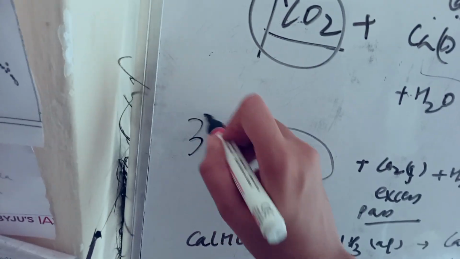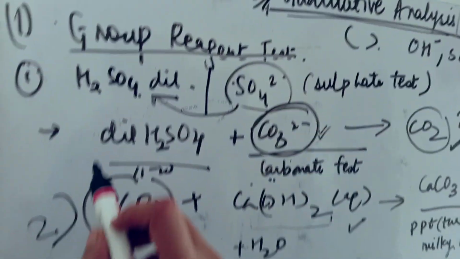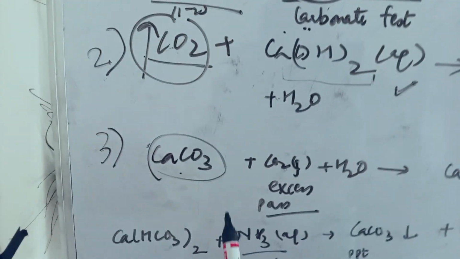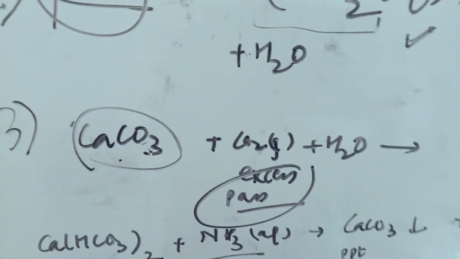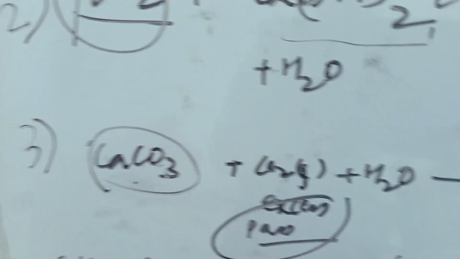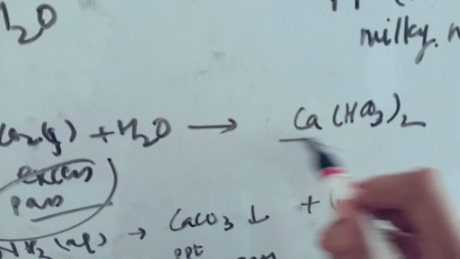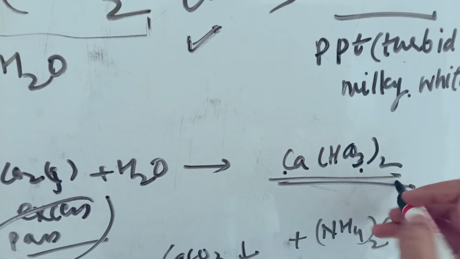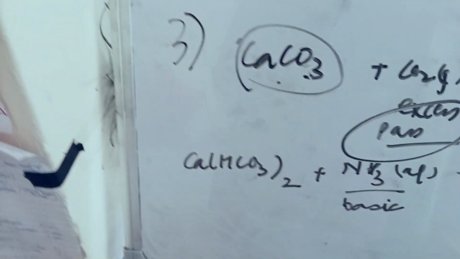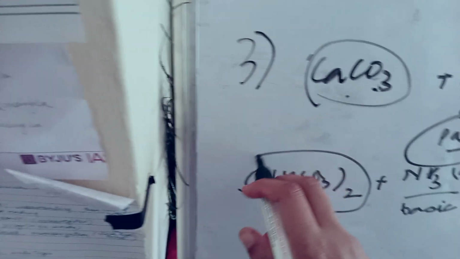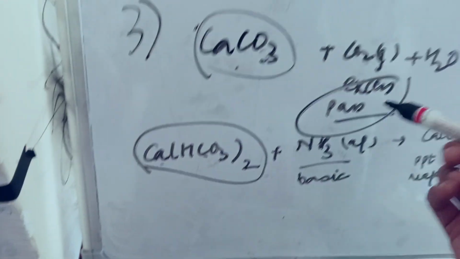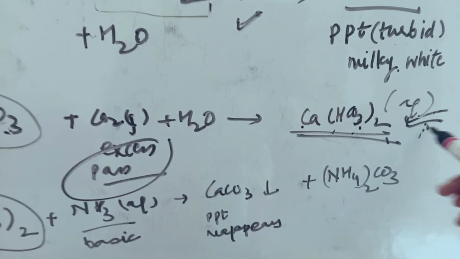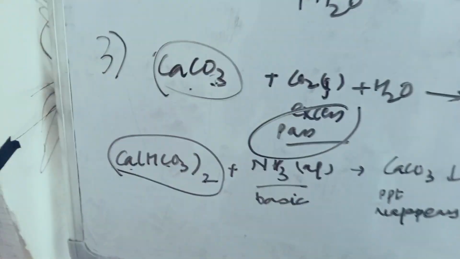Moving further, this is step 3, this is step 2, and this is step 1. The ppt you have derived, we are supposed to pass a gas, that is CO2 gas, through the ppt. Thereafter what happens? A calcium bicarbonate is formed. Okay, and then it would be a solution, not a ppt. Calcium bicarbonate, that means at this third step, the ppt of calcium carbonate disappears.